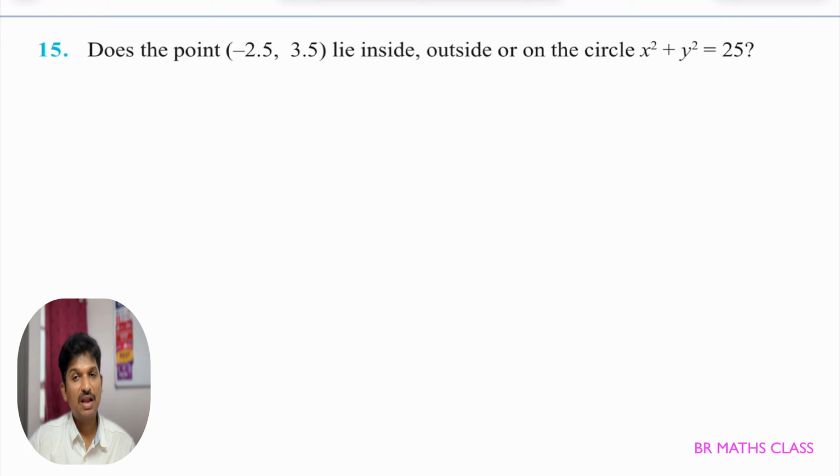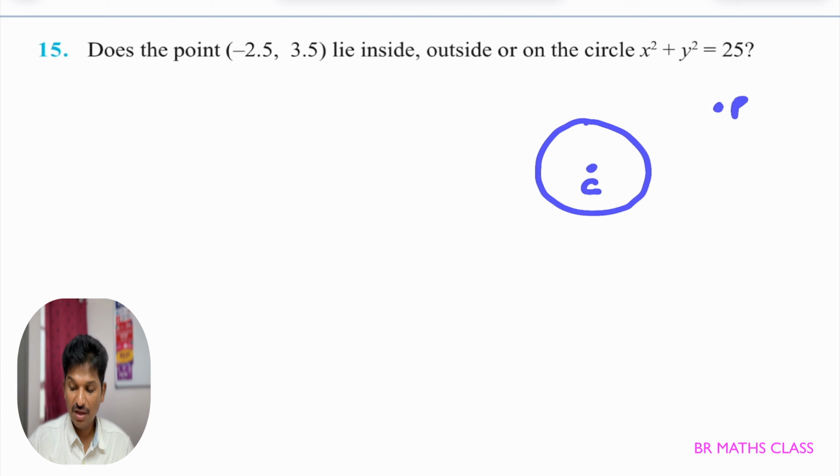Now we came to the last question of this exercise. Here, how to decide a point lies inside the circle or outside the circle or on the circle. See, this is the circle. This is center of that circle. You take one point anywhere. Suppose I take point P here, we need to decide whether it lies inside or outside. I'll calculate CP. CP means distance between center and given point. If CP is greater than radius, we can easily say that the point lies outside the circle.